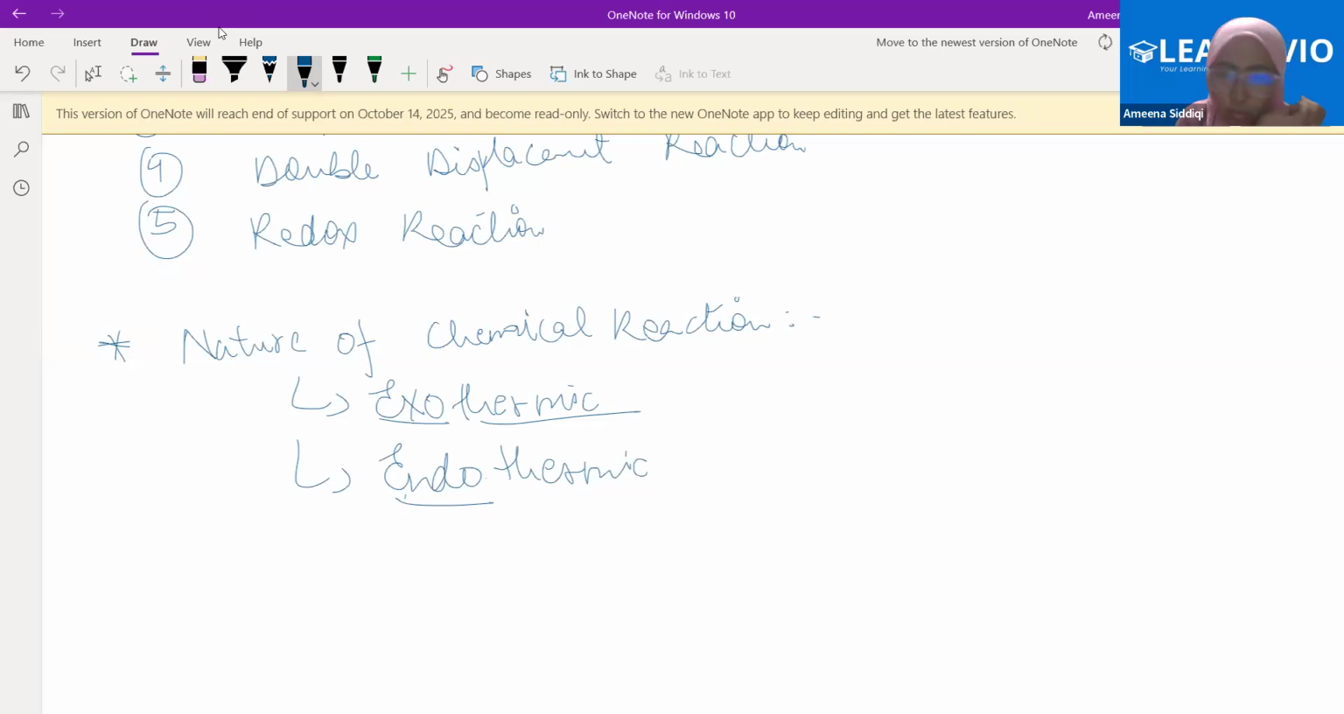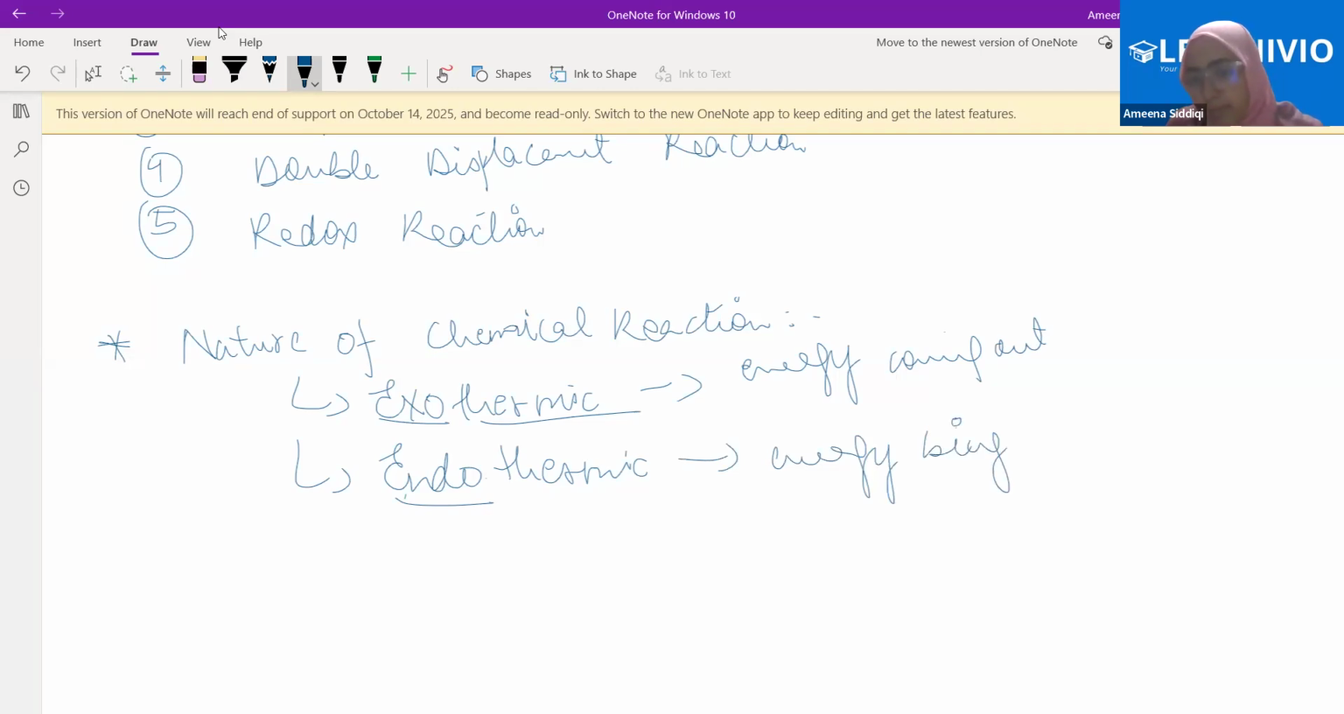What basically are we saying? Sorry, exo means out. That means the energy is coming out, right? Endo means we are supplying the energy. So is that clear? Exo means energy coming out, and endo means energy coming in, being supplied.